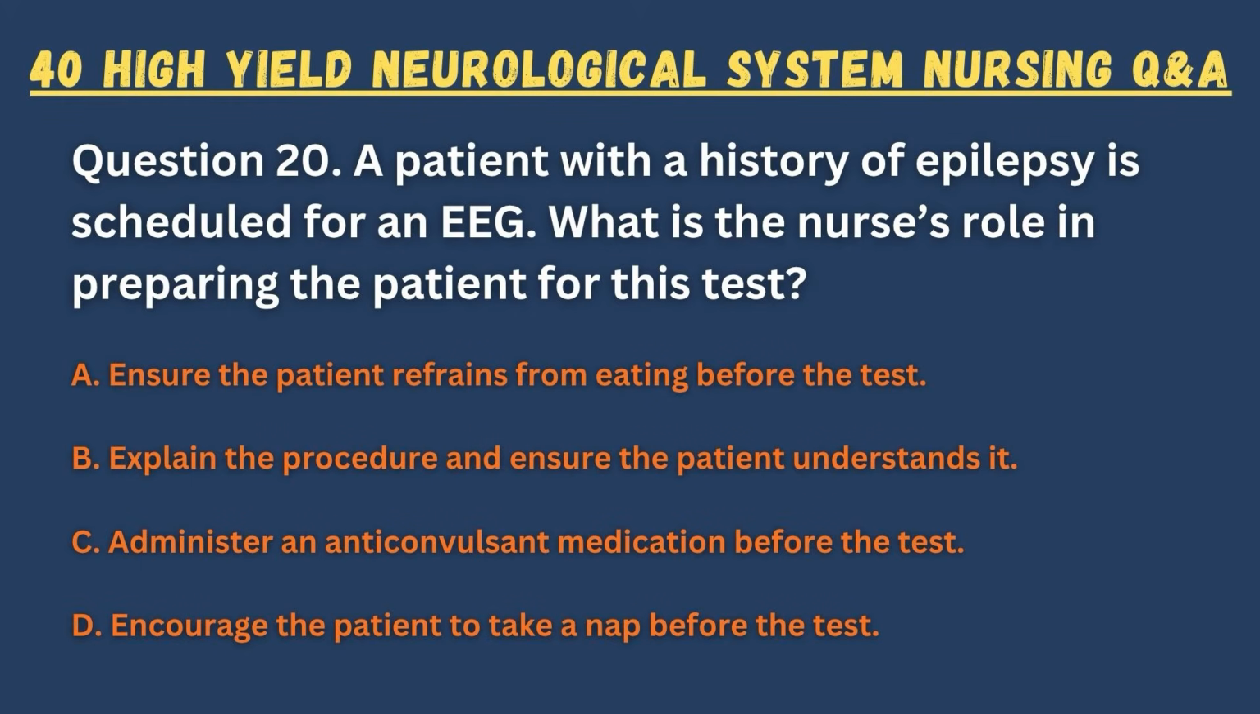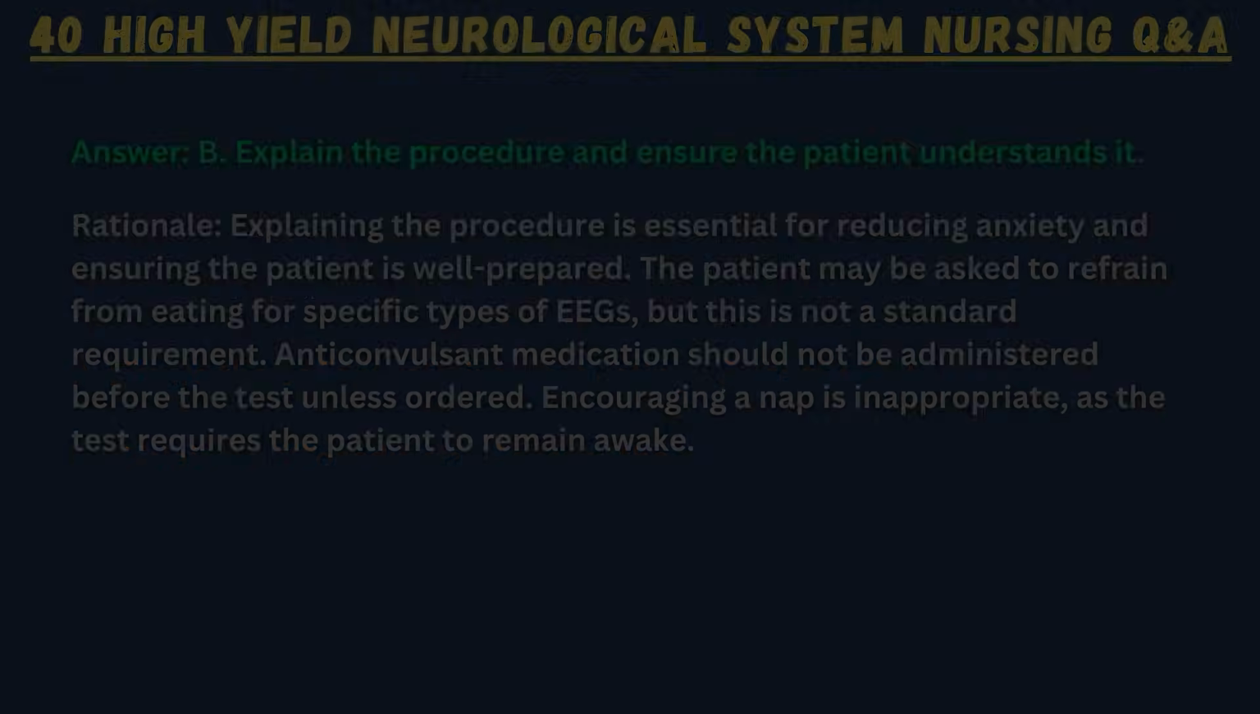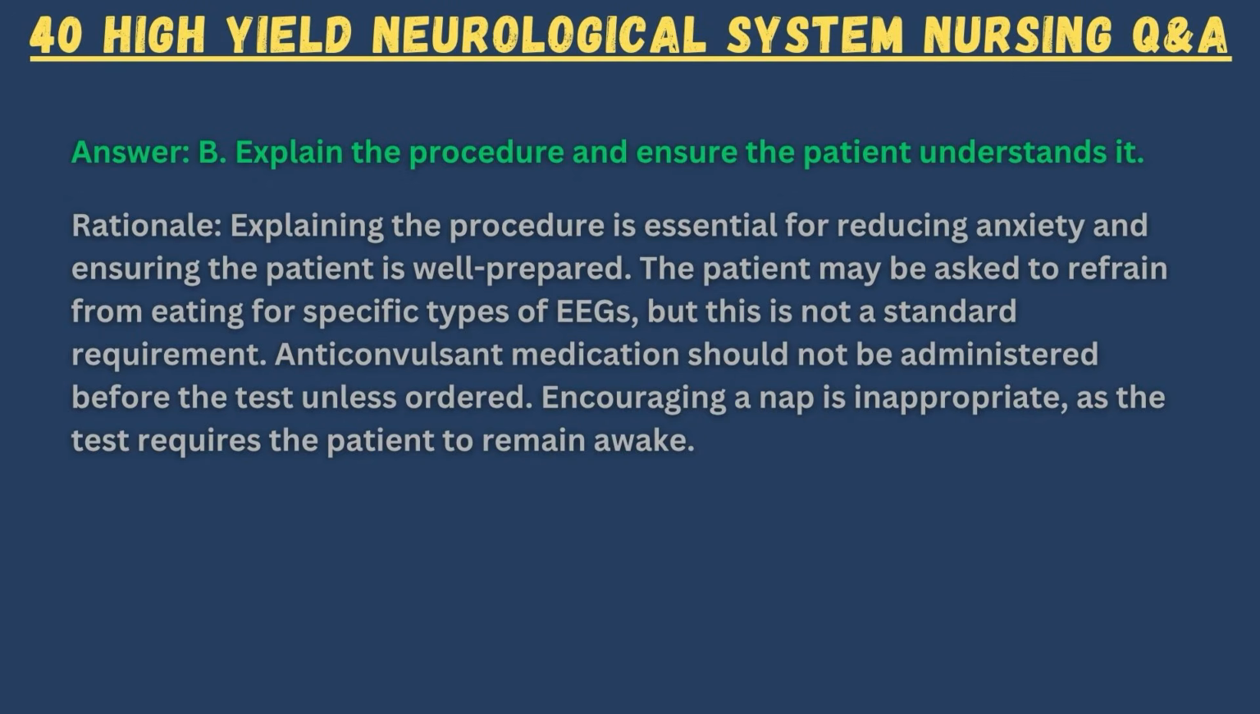Question 20. A patient with a history of epilepsy is scheduled for an EEG. What is the nurse's role in preparing the patient for this test? A. Ensure the patient refrains from eating before the test. B. Explain the procedure and ensure the patient understands it. C. Administer an anticonvulsant medication before the test. D. Encourage the patient to take a nap before the test. Answer. B. Explain the procedure and ensure the patient understands it.